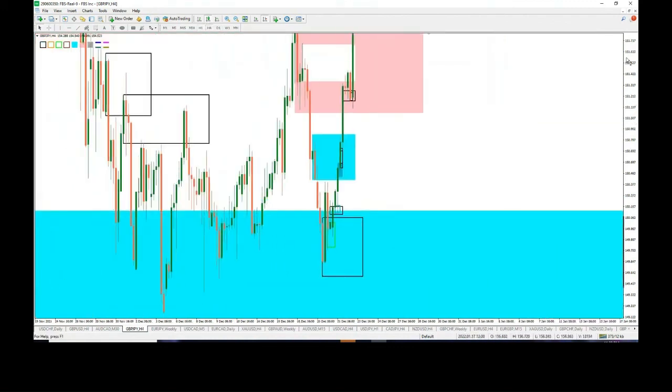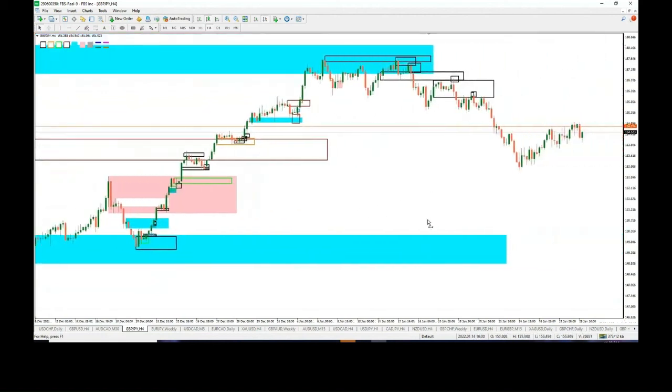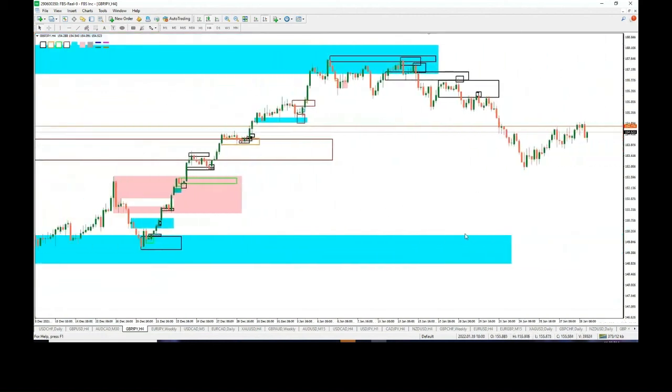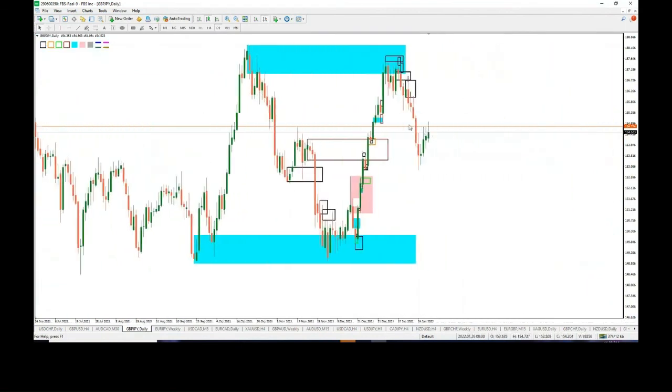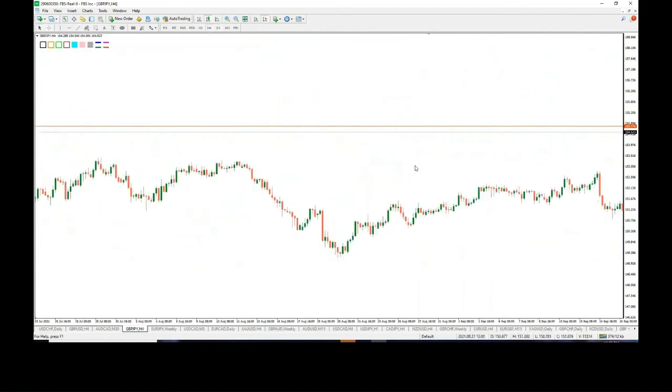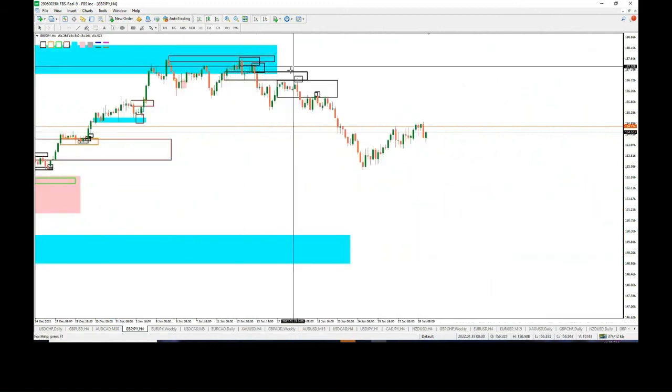This pair I left for you to backtest. You'll see hundreds and hundreds of zones all over my chart. Yes, this is the same thing: daily zone, wait for H4, and do the same thing.